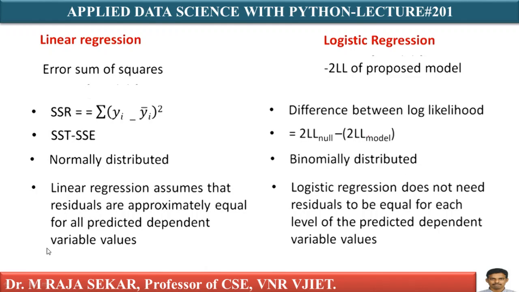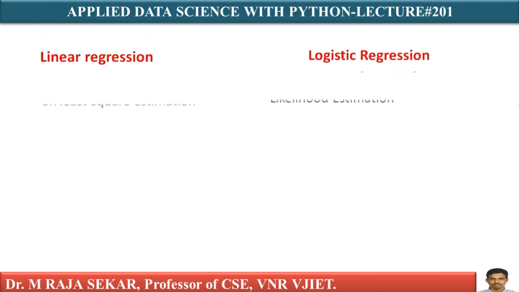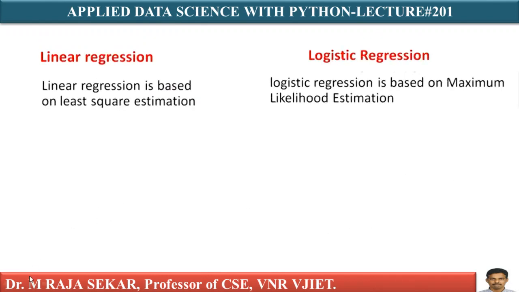Another difference is in estimation methods. Linear regression assumes that residuals are approximately equal for all predicted dependent variable values. Logistic regression does not need residuals to be equal for each level of the predicted dependent variable values. What is the estimation method in linear regression? Just see what it says.